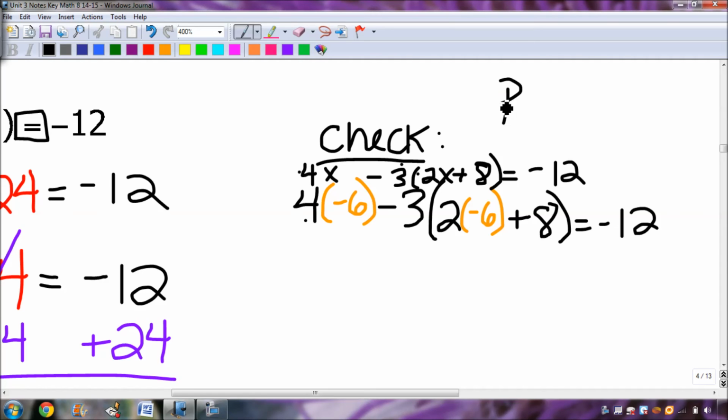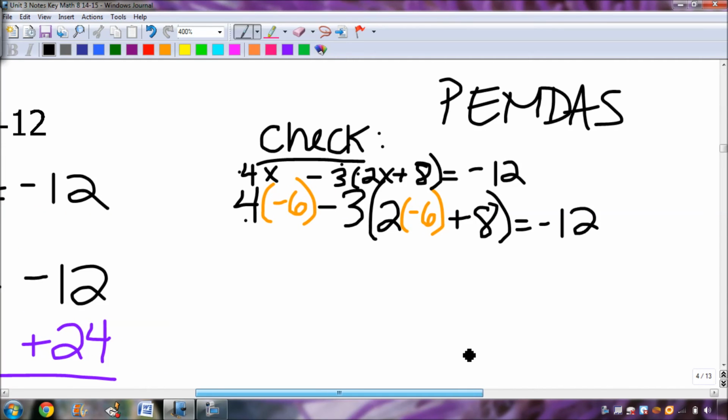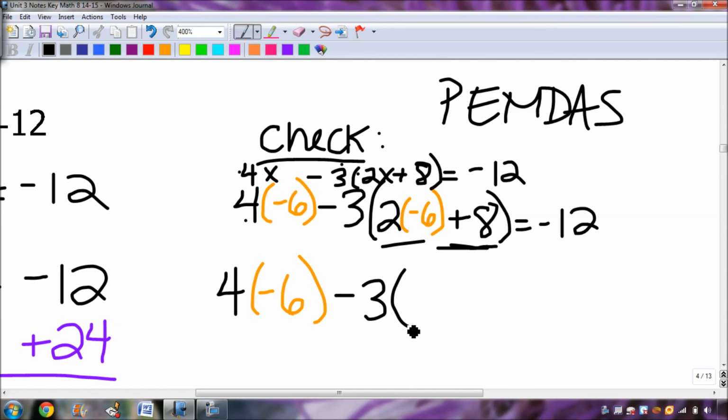Now, don't forget order of operations. So we're going to do, please excuse my dear Aunt Sally, PEMDAS, right? So the first thing I'm going to do are my parentheses. And inside of my parentheses, I'm going to follow order of operations again. So here I have multiplication, here I have addition. So I'm going to do my multiplication first. So I'm going to copy everything down except for what it is that I'm doing. So 4 times negative 6 gets copied down. Minus 3 times, now I'm going to do my multiplication first. So I get negative 12 plus 8 equals negative 12. All right.